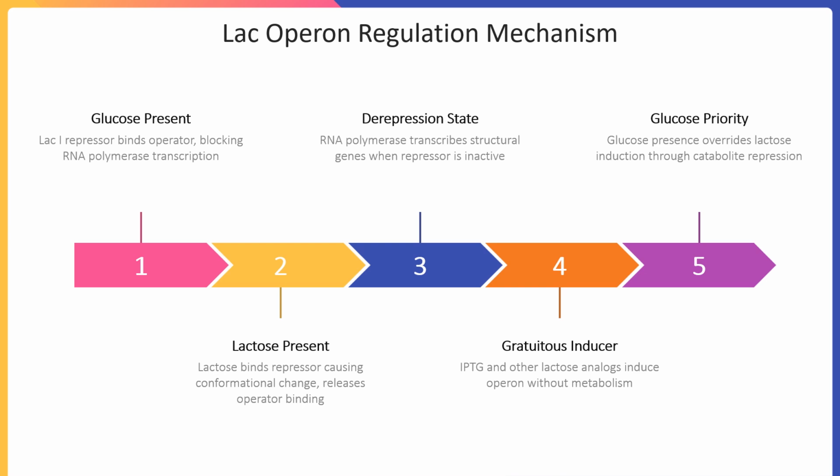What we have seen in the lac operon regulation mechanism is that when glucose is present, the repressors are active and they will block the RNA polymerase transcription. When lactose is present, it causes a conformation change in the repressor and makes it inactive. So ultimately it will be in the de-repression state, and the RNA polymerase transcribes the structural genes. There is a term called gratuitous inducer, that means lactose analogs like isopropyl thiogalactoside, which can induce the lac operon without any metabolism.